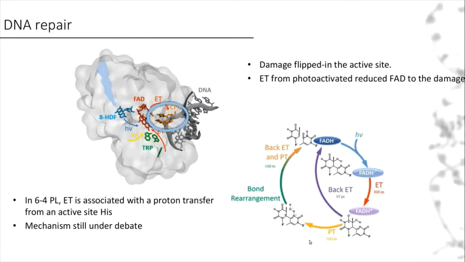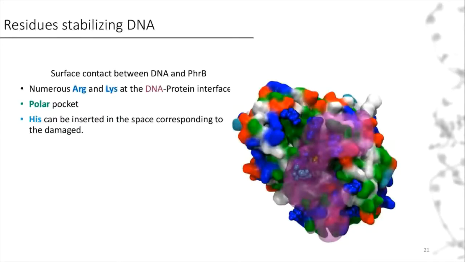The bond rearrangement here is still under debate, and the protonation state of the histidine is also questioned. PHRB is quite interesting because, first, you have several residues on the surface that can stabilize the interaction with DNA. So again, the DNA is bent, and the protein has arginine, lysine, a highly polar pocket, and this histidine that can be inserted in the space left by the flip out of the damage inside the active site.